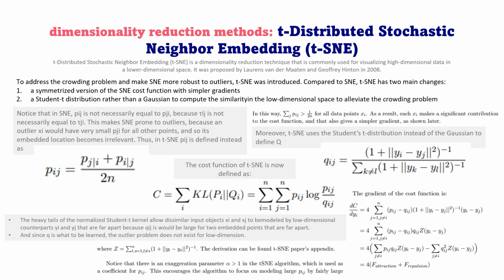t-SNE paper's appendix. Notice that there is an exaggeration parameter alpha greater than 1 in the t-SNE algorithm, which is used as a coefficient for p sub ij. This encourages the algorithm to focus on modeling large p sub ij by fairly large q sub ij. A natural result is tightly separated clusters in the map, which makes it easier for the clusters to move around relative to each other in order to find an optimal global organization.